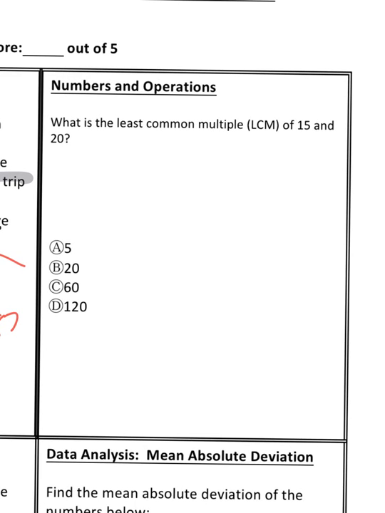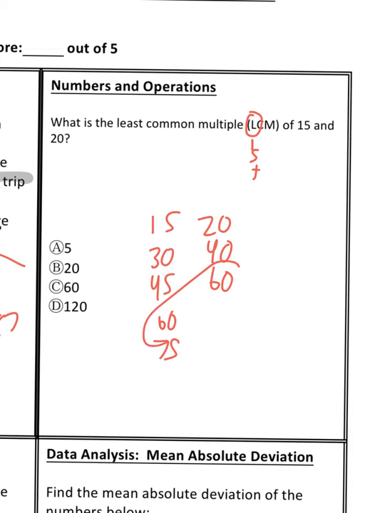What is the least common multiple, LCM, of 15 and 20? Here is a reminder of least common multiple. Remember, the L reminds you to list multiples. So I'm going to count by 15, and I'm going to count by 20 until I find the least one they have in common, which is 60. If you had 5, you found the greatest common factor. So make sure you're paying attention to the L in list.